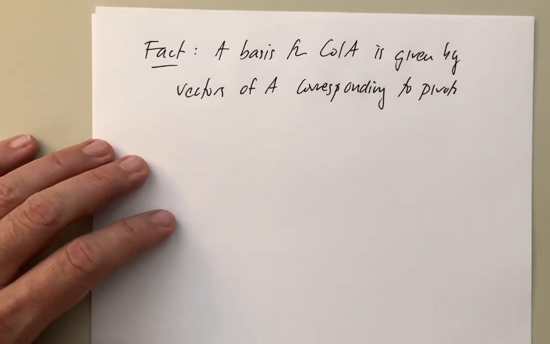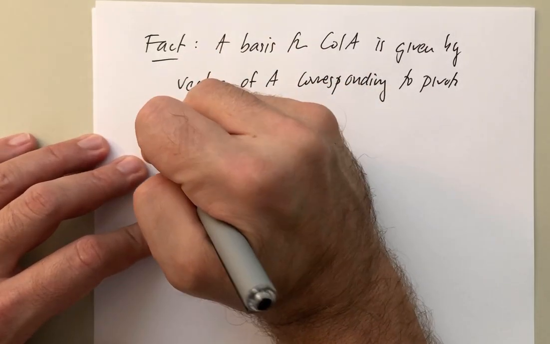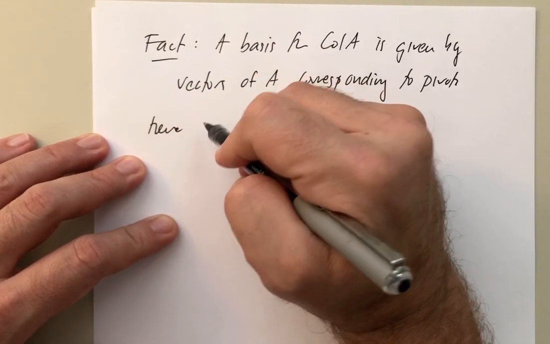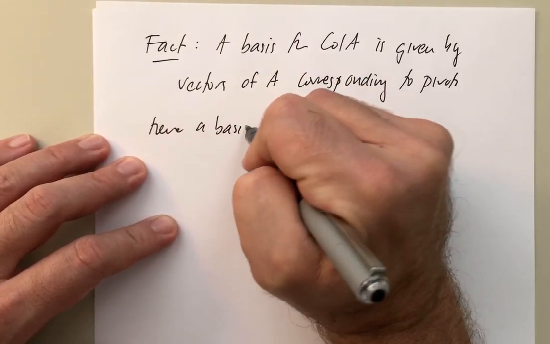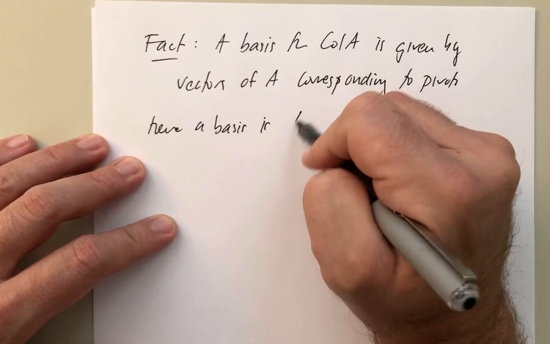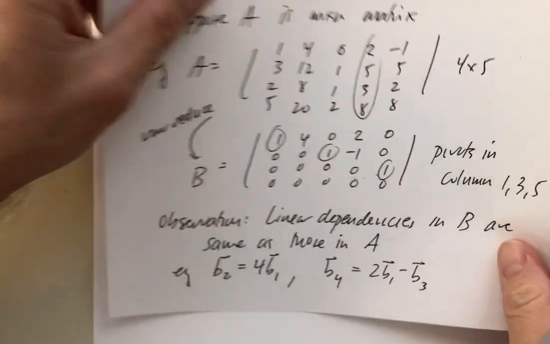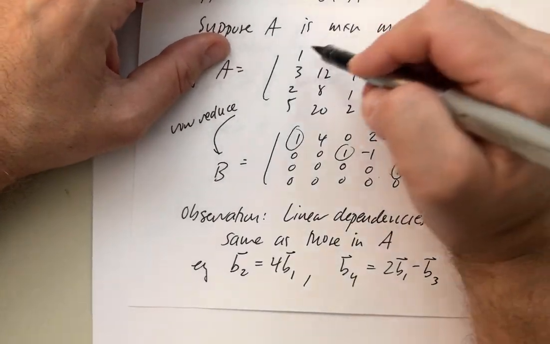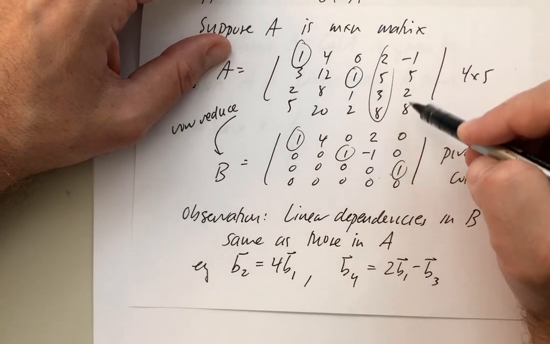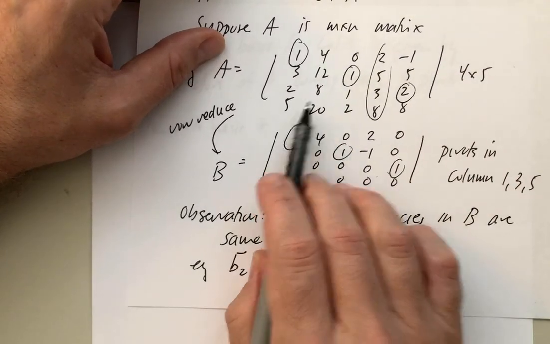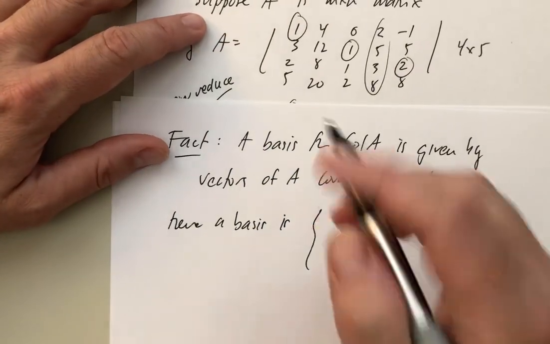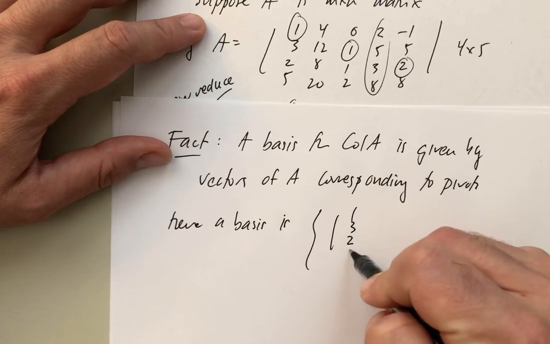Okay, so here in our example, a basis is, well, let me go back to here. So what are the pivots? I should have circled them. The pivots here are those three. So it's the first, third, and fifth columns. Just make sure you're taking the columns of A. It's not of the reduced echelon, it's of A itself.